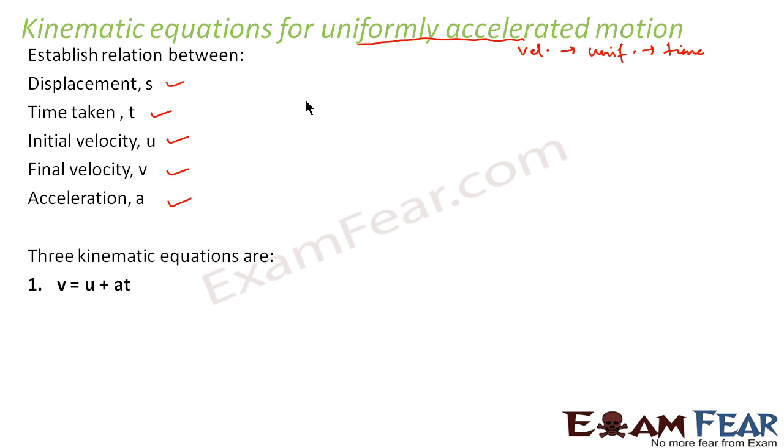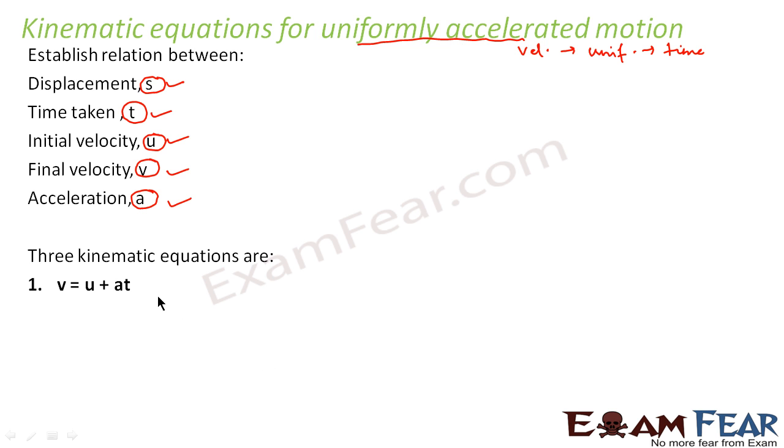Before we start with the equations, make sure that you remember the notation because it is not possible to write what they stand for everywhere. So we will just be using these terms hereafter. So just make sure that you know A is acceleration, V is final velocity, U is initial velocity, T is the time taken, and S is the displacement. So we will be using these notations hereafter.